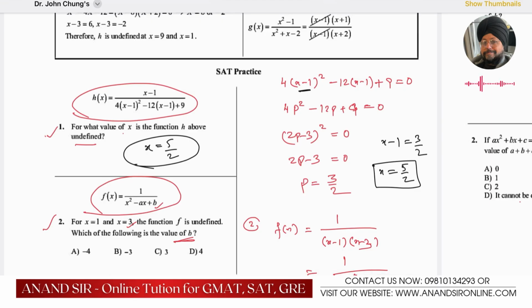Let me write it again. So it becomes 1 over x square minus 4x plus 3. Now the value of b over here is the constant in the denominator, which is 3 in this case. So b equal to 3. Therefore option number C is the correct choice.